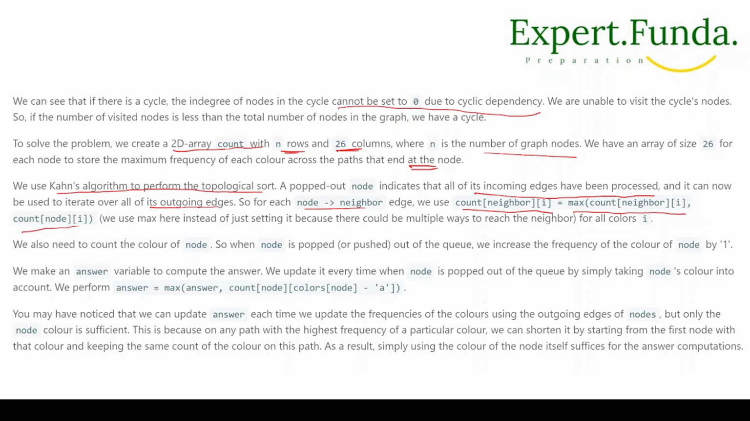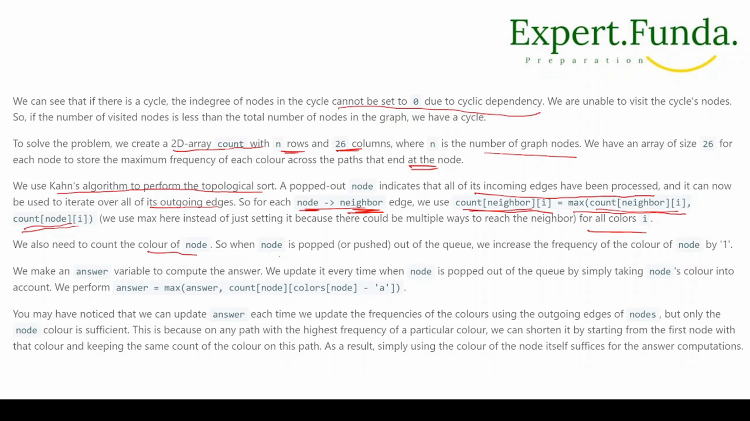Because we have to iterate over all its outgoing edges, and each node is connected with its neighbor node, we take the count of the neighbor that has the max of its neighbor and its node. We use max here instead of just setting it, because there could be multiple ways to reach the neighbor. So for all i, we also need to count the color of the node.